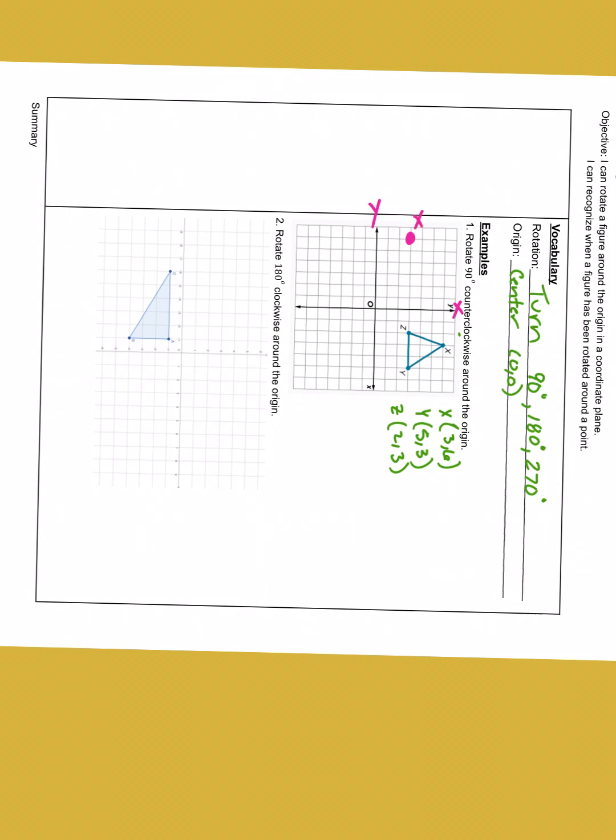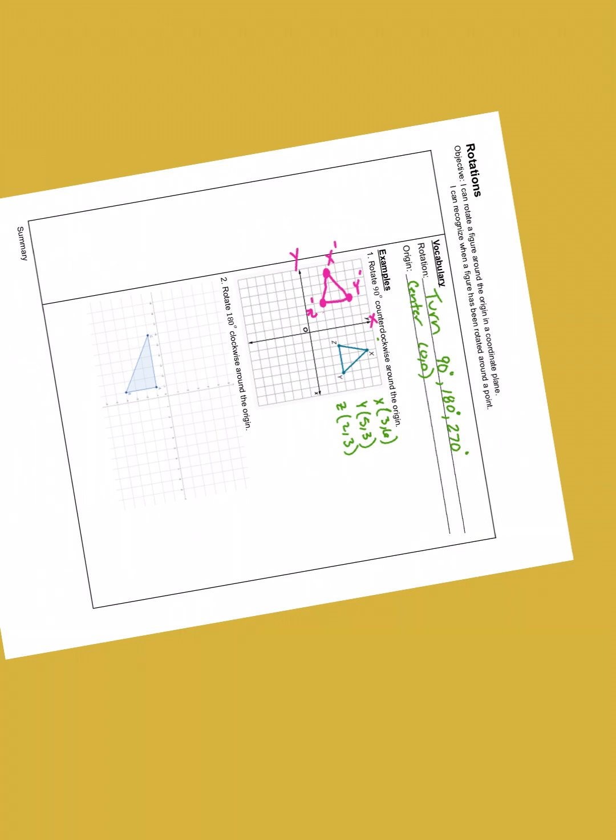And that will be X prime. Y is at (5, 3): 1, 2, 3, 4, 5, and then 1, 2, 3. So here is my Y prime. And then Z prime will be at (2, 3): 1, 2, 3. I'm just going to clean up those marks. I'm going to draw my triangle. And then I'm going to go ahead and turn my picture back around, or my paper in this case.